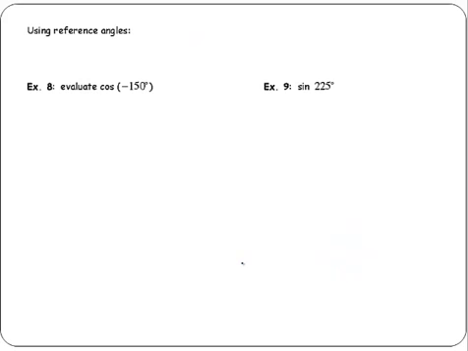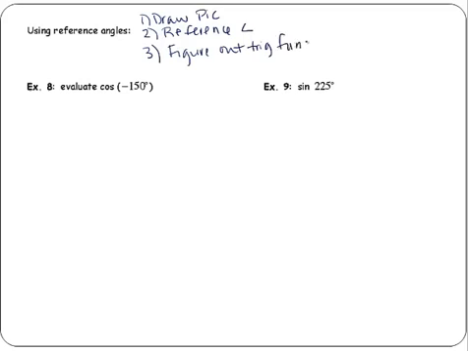Now, once you understand how to get your reference angle, what are we going to do about using the reference angle? So you're going to first draw the original picture, then get the reference angle, and then we're going to figure out the trig function. Now, if you don't want to do this, you could just memorize the entire unit circle.